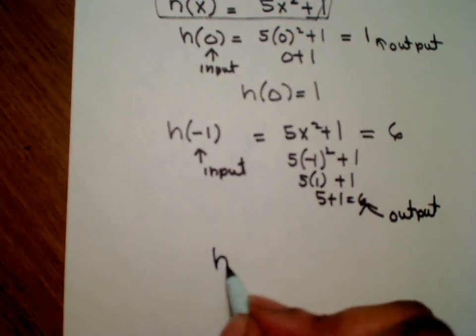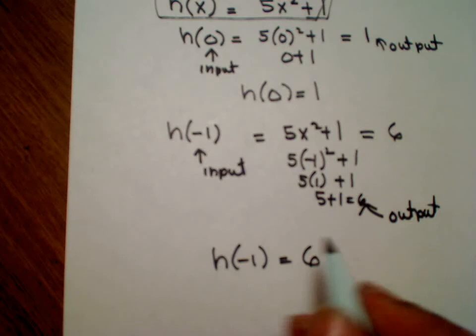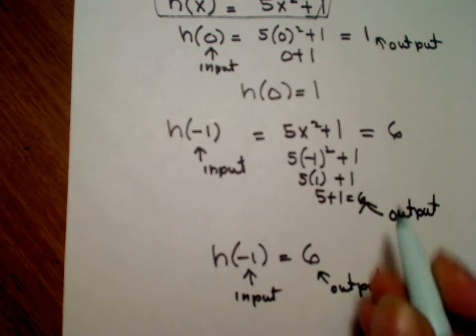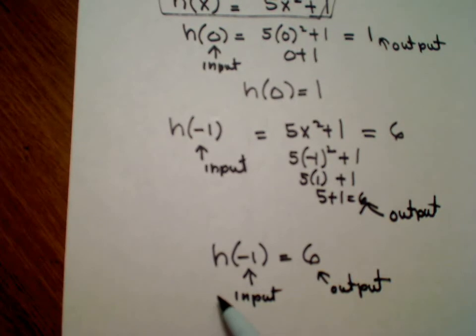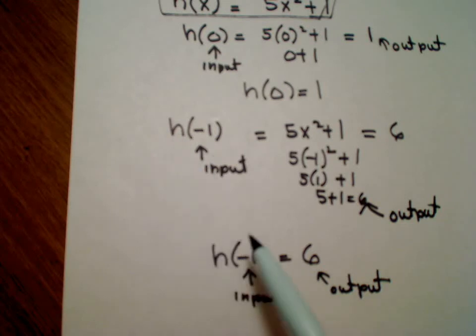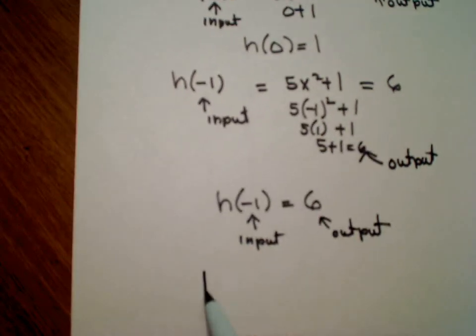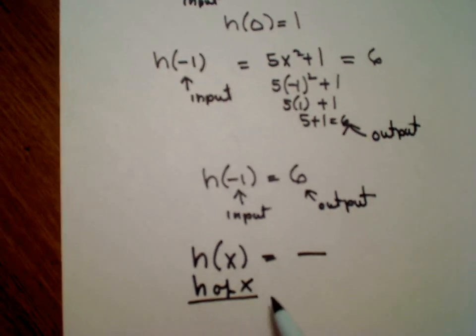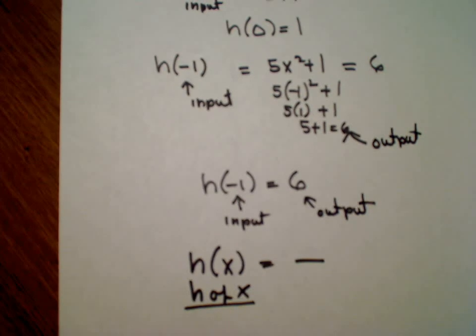So what do I have? My input is negative 1. My output is 6. Input, output. And this is considered a function. And notice this is called the notation for a function. Notation for a function indicates that we'll have something of some variable like this equals h of x. Right away I know that I'm dealing with a function because this is a standard function notation. I hope this brief explanation about functions is very helpful.